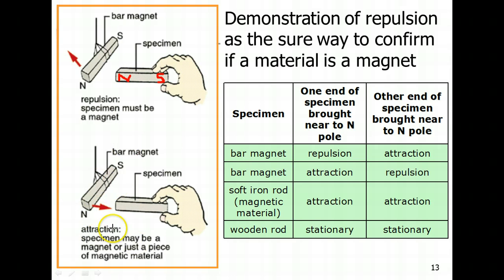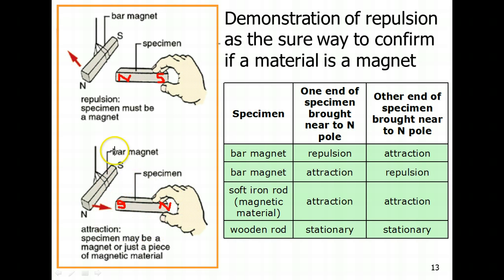Now let's look at the diagram at the bottom. What happens if there's an attraction? Well, attraction can mean either of two situations. First, the specimen could also be a bar magnet, however with the south pole on the left end and the north pole on the right end. So when you place them together, you find that there's a force of attraction. The other possibility is that this specimen could just be an unmagnetized iron bar.